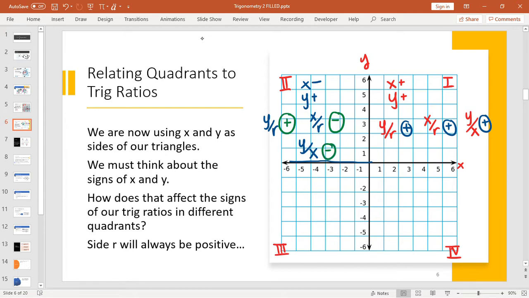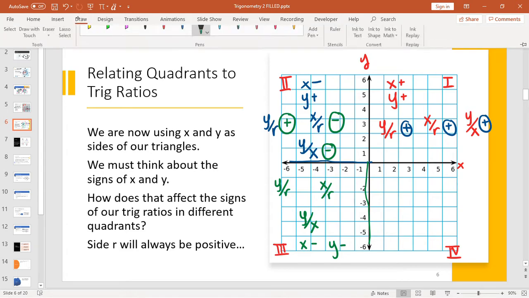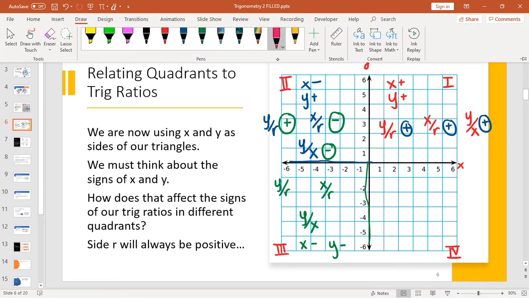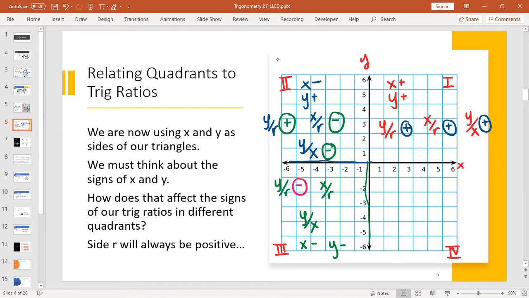Okay, moving into quadrant 3, both of them, x and y, are in the negative realm. So I'm in a situation where I have x negative and y negative. So I think of my ratios, y over r, x over r, and y over x, using another color. Negative over positive, so this is negative. Likewise, negative over positive is negative. And negative over negative makes the y over x ratio, the tangent ratio, positive.